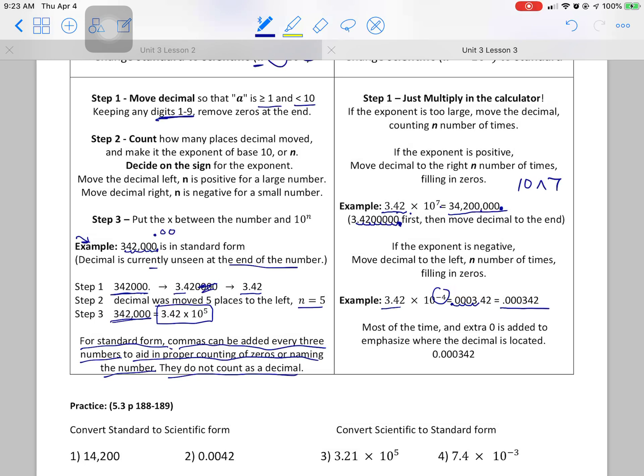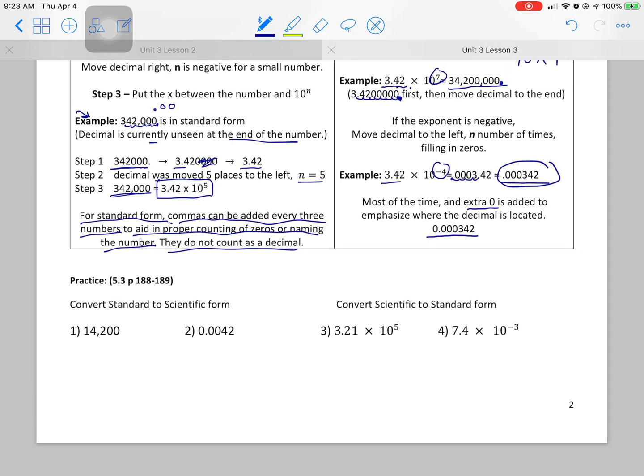I remember it as it's a negative exponent. I want to end up with a really small number. Right, 0.0000 something. If it ends in a positive exponent, I want thousands and thousands of things on this side. Okay, bigger numbers, positive. Little numbers, negative. Most of the time, the extra 0 is added to emphasize where the decimal is located. It's not required, but it's a good idea.